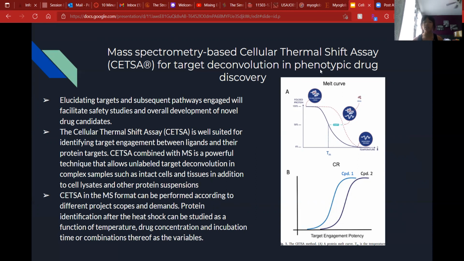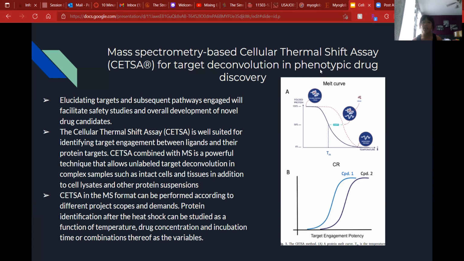And the way they did this is they used a melt curve. So what you're looking at on the right is the results of the melt curve and how they got these results. They incubated their samples with a saturated concentration of the compound and then subjected them to a temperature gradient.